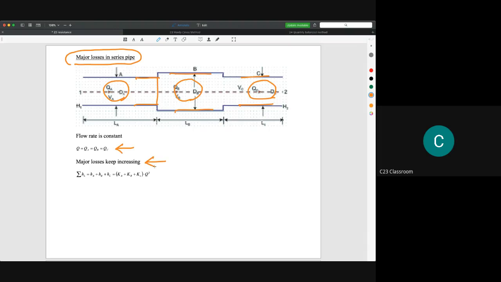However, the losses are actually increased depending on the length of the pipe. When the water flows at section A, the losses are HA, and when the water flows at section B, the losses are HB, and when it flows at section C, the losses are HC. Now the total losses will become HA plus HB plus HC. If we convert it into the equation that we developed previously, losses is K times Q squared, so we could write this equation. I hope you could understand this one.